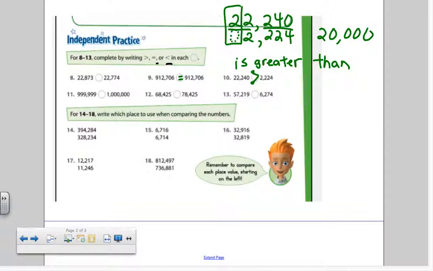Okay. Now that you've finished 11, 12, and 13, let's try 14. The directions, always read them closely and carefully. Write which place to use when comparing the numbers. Okay, so for example, number 14, we look at a 3 and a 3. That doesn't help us. We look at the 9 and the 2. Well, yes, that helps us. So we are going to look at the 10,000s place. We are going to compare the 9 and the 2.